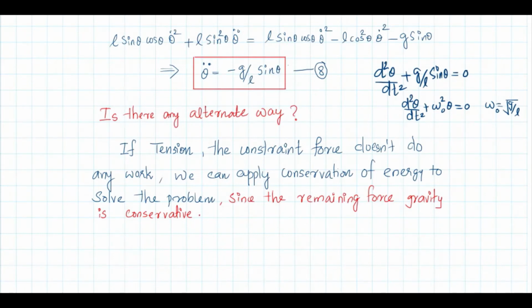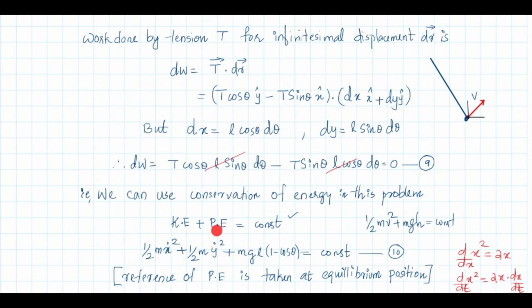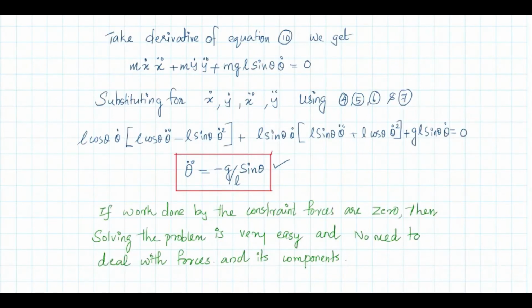By using the forces, resolving them into components and using the laws of vector addition, we obtained equation 8. And by simply taking kinetic energy and potential energy and taking one derivative, you obtained the same expression. So this second method is easier. No need to know about forces, no need to identify the forces, no need to use component notation, no need to use vector addition. Simply take kinetic energy and potential energy, then take one derivative, and you will obtain the same expression. So if the work done by constraint forces is zero, then solving the problem is very easy. No need to deal with the forces and their components.